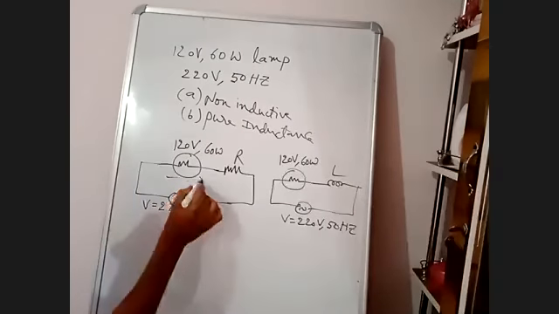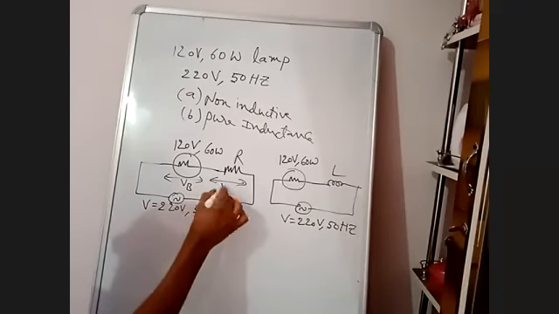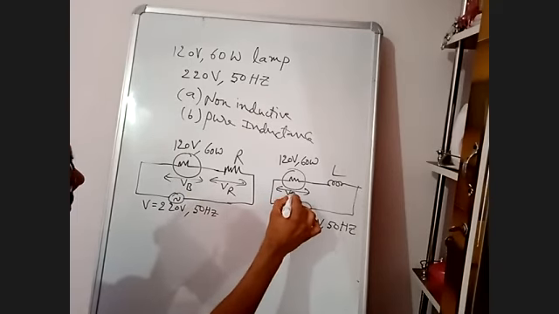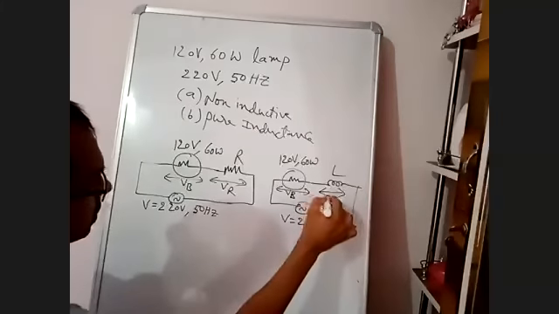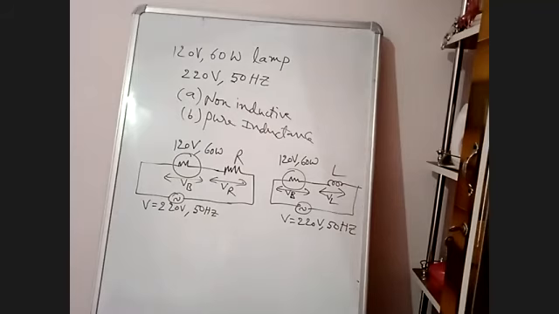So voltage across the bulb is VB. Voltage across the resistance is VR. Voltage across the inductance is VL. So in series, resistances can be added. See here.